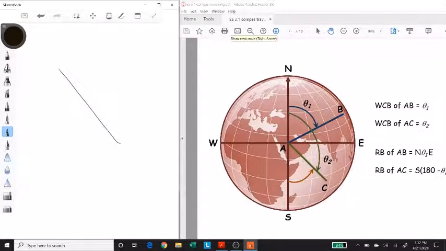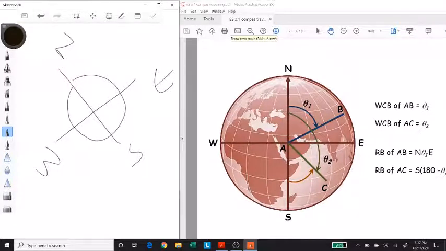And if I draw the quadrants over here, north, south, east, and west, so the whole circle bearing is simple. It would be a whole circle, 0 degrees at the north, and then 90 degrees at the east, 180 degrees at the south, 270 degrees at the west, and again 360 degrees at the north.